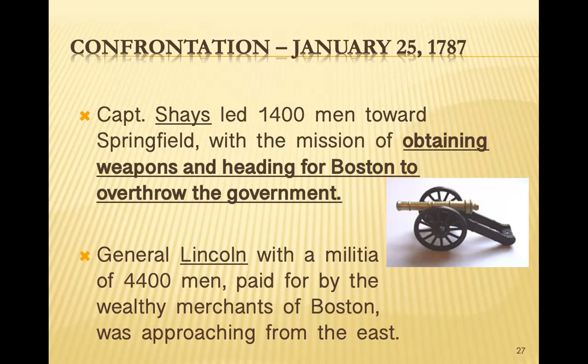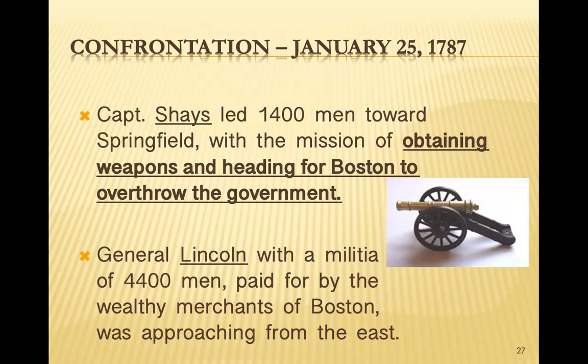The governor said enough is enough. On January 25th, 1787, Captain Shays led 1,400 men towards Springfield in order to shut down the court. He also had the side mission of wanting to get enough weapons to head into Boston, which was the seat of Massachusetts at the time, and he was going to overthrow the Massachusetts government.